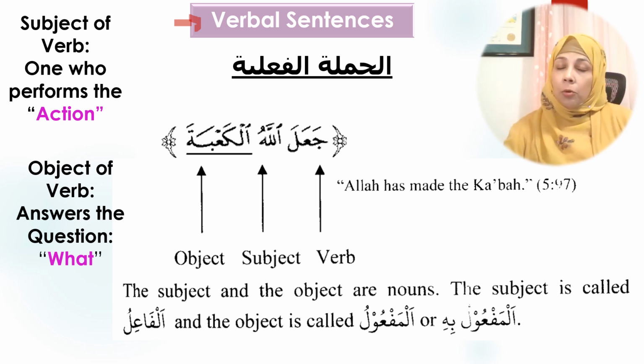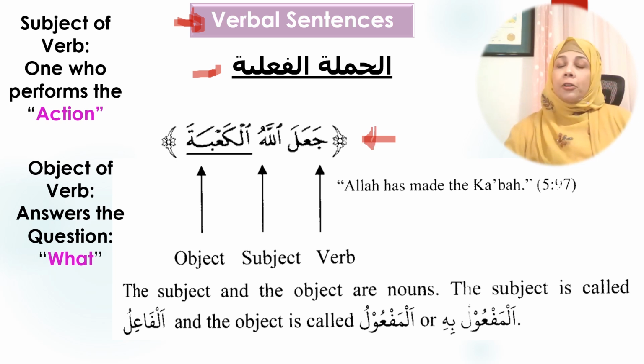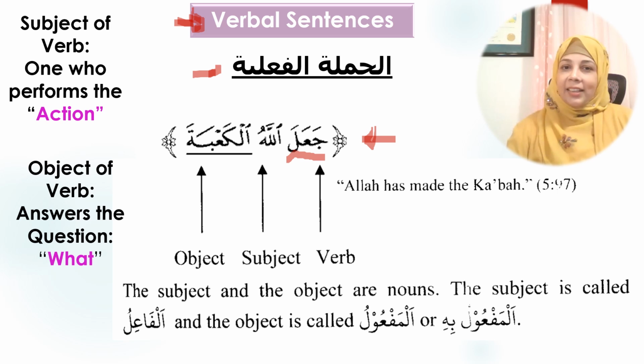As I said before, a sentence that starts with a verb is called a verbal sentence in Arabic, and it is al-jumlatul fi'liyatu. Let's take a look at this example. The first word in this verse is ja'ala. This is a verb. So this is a verbal sentence. Ja'ala means he made. Okay?